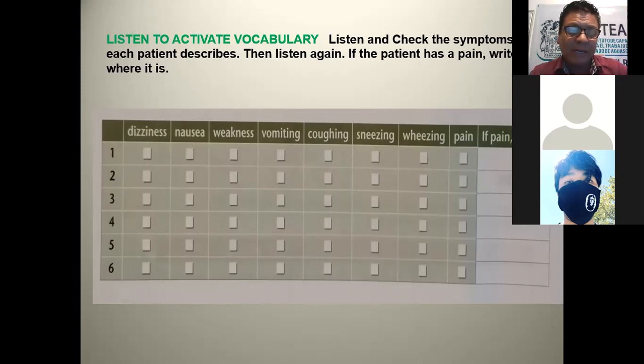Okay, now that we have already listened, we're going to listen to the patients again. If the patient has pain, write where it is.